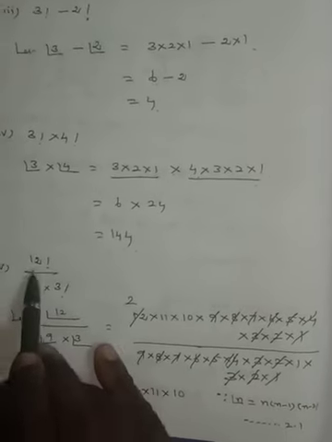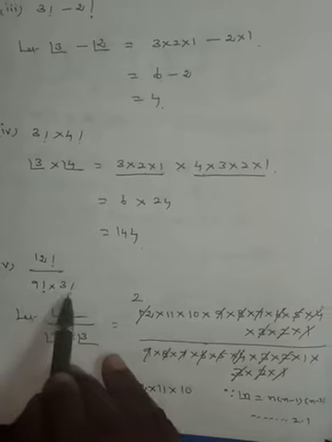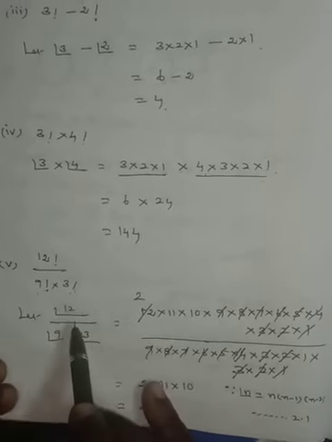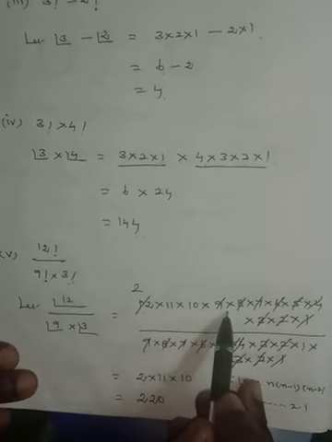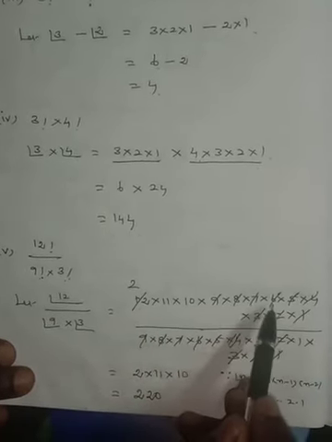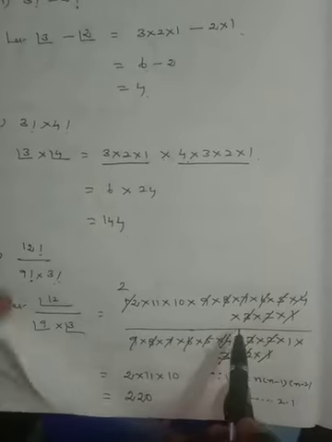Next, solution number 5. 12 factorial divided by 9 factorial into 3 factorial. 12 factorial can be written in the form of 12 into 11 into 10 into 9 into 8 into 7 into 6 into 5 into 4 into 3 into 2 into 1.